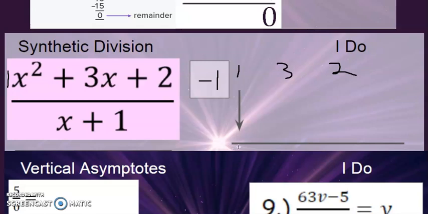So we're going to bring down 1, and then 1 times negative 1 is negative 1. 3 minus 1 is 2. 2 times negative 1 is negative 2. 2 minus 2 is 0. So our quotient is 1x plus 2 with a remainder of 0. So this is going to be our x column, and this is our constant column, and this is our remainder.